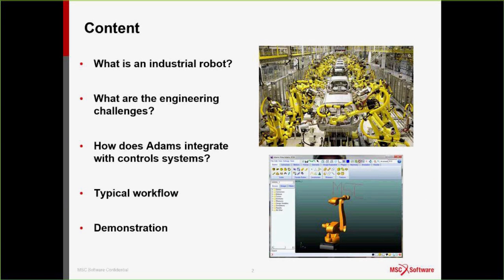Here's a brief agenda for today's webinar. We're going to talk about what an industrial robot is, and give a brief intro on some of the engineering challenges and how Adams can integrate with some of the commonly applied control systems or control software. After that, we're going to go through a pretty straightforward workflow to give you some idea about how to start from ground zero. Following that, we will have our demonstration, in which we will do a live demo today, where I will open up Adams and MATLAB and show you some tricks.